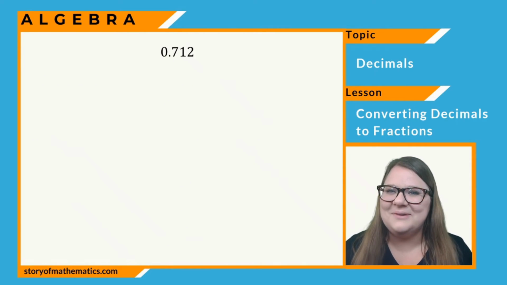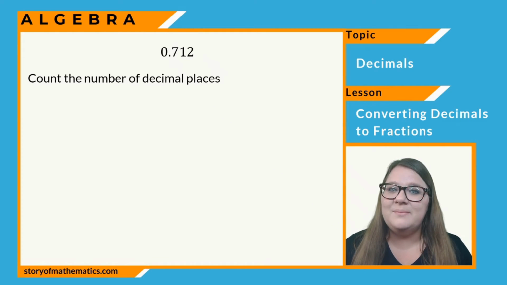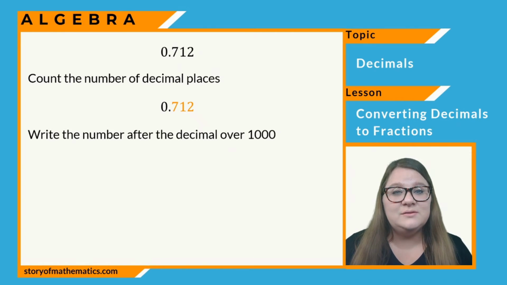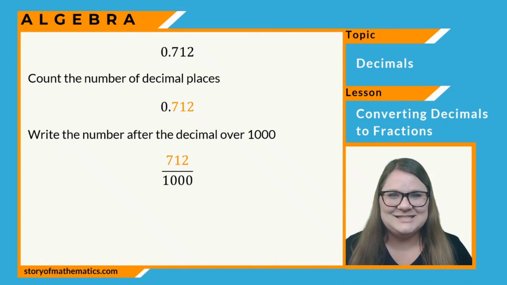Let's try one more problem. 0.712. Well, when I count the number of decimal places, I see that that's 3 numbers after the decimal point. So that means my new denominator will be 1,000. So I have 712 over 1,000.